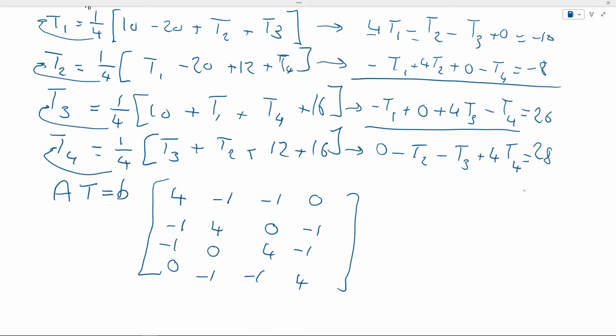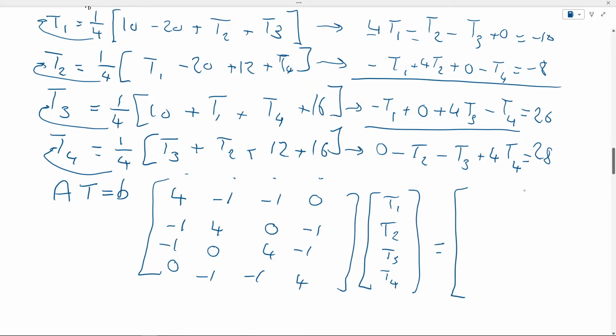So this is my A, my T. That would be what I just arranged here. So you see this is T1, T2, T3, T4, so that would be T1, T2, T3, and T4. And that's equal to what? That is equal to my right-hand side here. My right-hand side, I have negative 10, negative 8, negative 6, and 28.